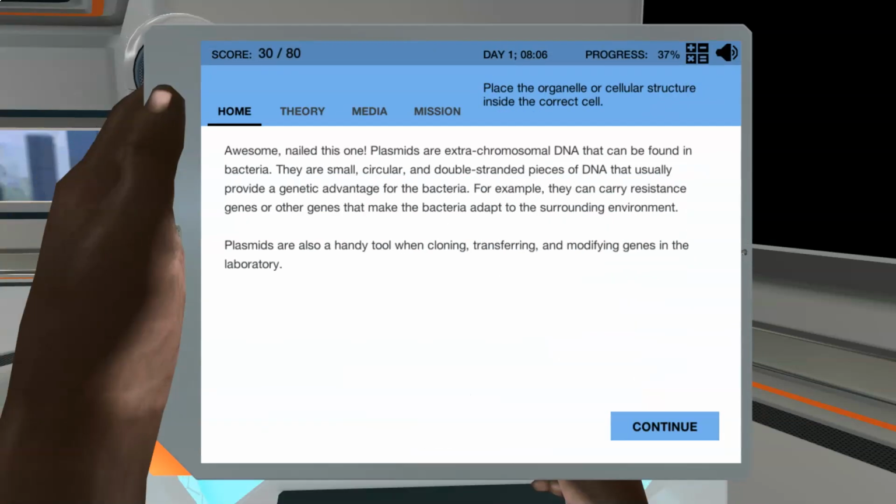Awesome, nailed this one. Plasmids are extra chromosomal DNA that can be found in bacteria. They are small, circular, and double-stranded pieces of DNA that usually provide a genetic advantage for the bacteria. For example, they can carry resistance genes or other genes that make the bacteria adapt to the surrounding environment. Plasmids are also a handy tool when cloning, transferring, and modifying genes in the laboratory.